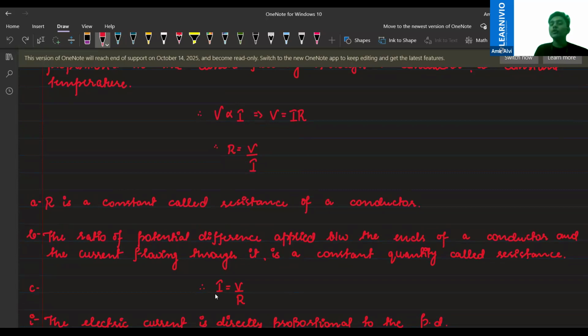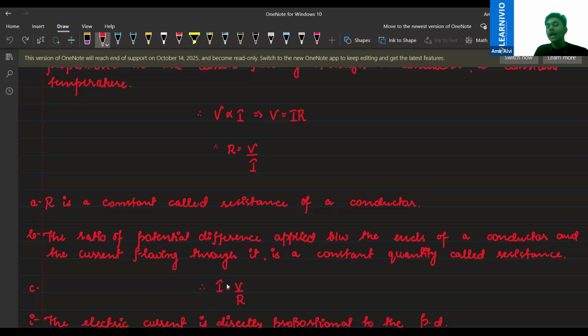Next is how resistance and current are related to each other. Current is proportional to V, but current is inversely proportional to R. That means the higher the resistance of the conductor, the lower the current flowing through it. When you walk on a road, you have higher friction, but when you walk on an ice block, it has less friction, so it's very difficult to walk.